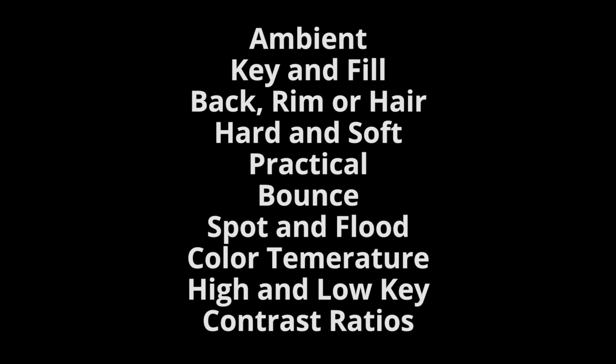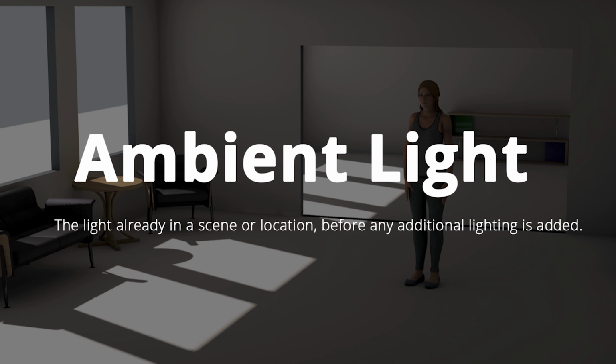Let's get into it. First up is ambient light, and this is the light that's in a scene or location before any additional lighting is added. So when you first walk into a room, any light that's there before you start putting up your own lights to light the scene is what's going to be considered ambient light.